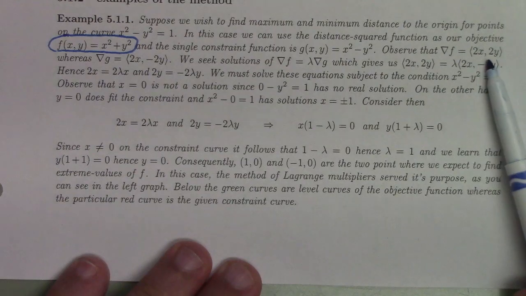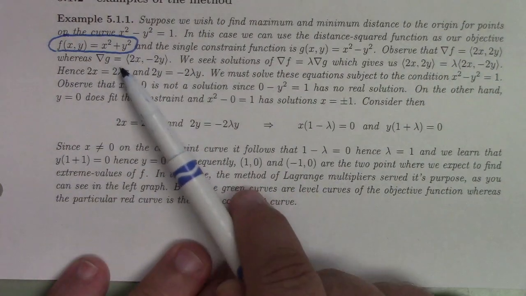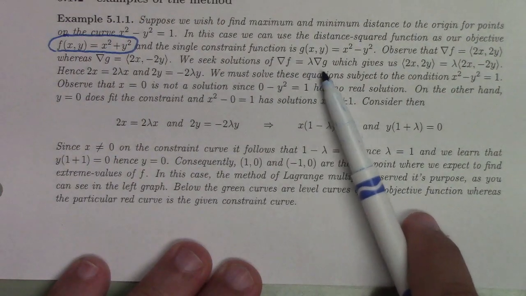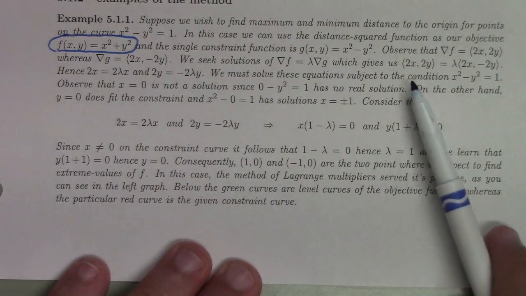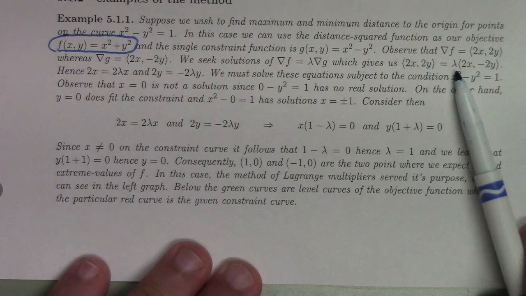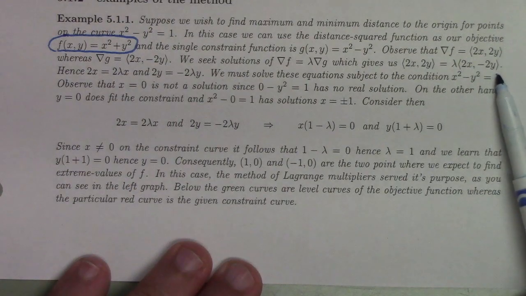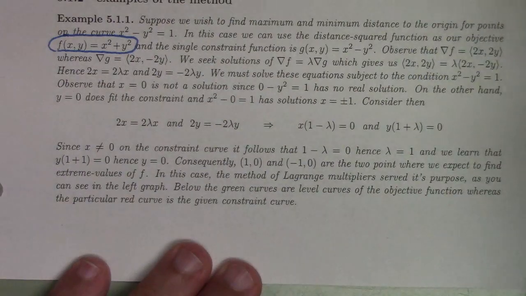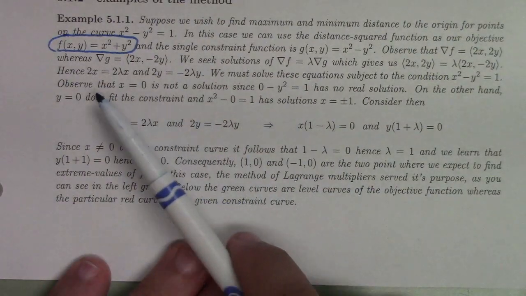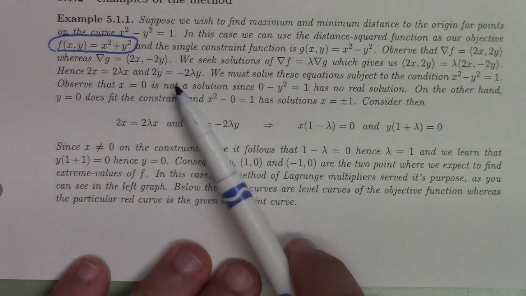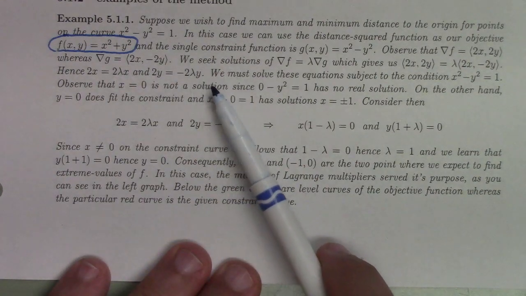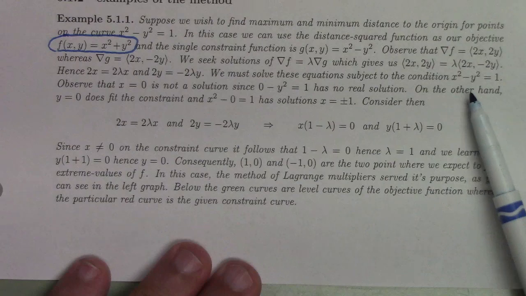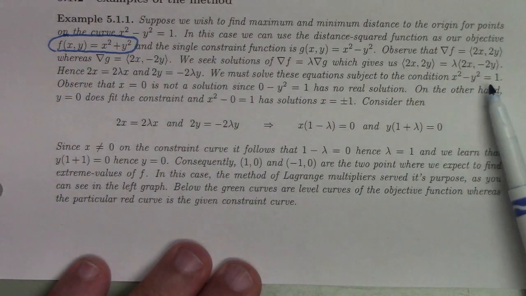So the gradient of f is (2x, 2y). The gradient of g is (2x, minus 2y). We want to seek solutions of the Lagrange multiplier equation, which gives us (2x, 2y) equal to lambda times (2x, minus 2y). Hence, 2x is lambda times 2x, and 2y is minus 2 lambda times y. We have to solve this equation and that equation subject to the condition that x squared minus y squared is 1.